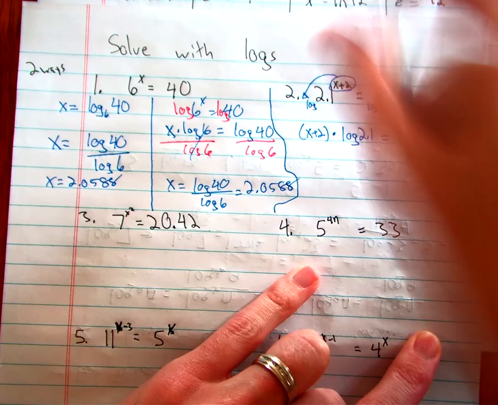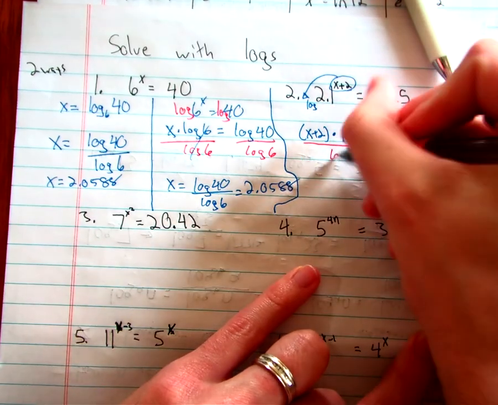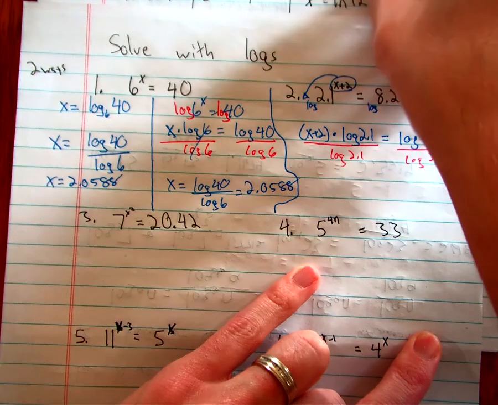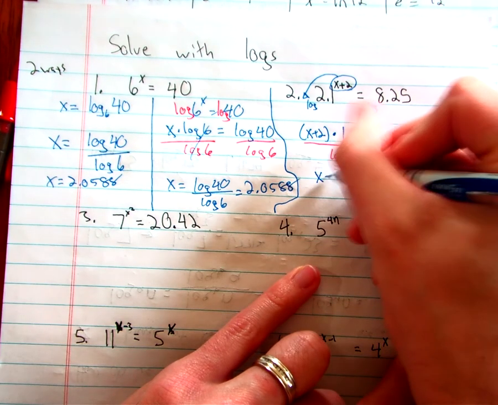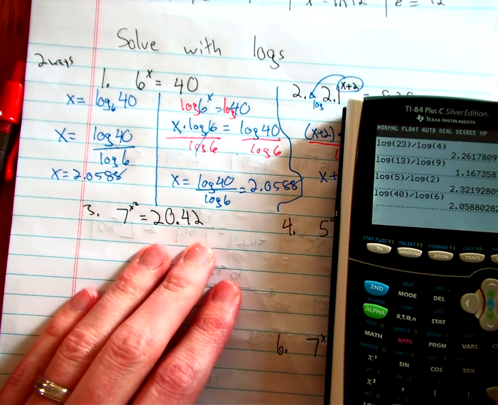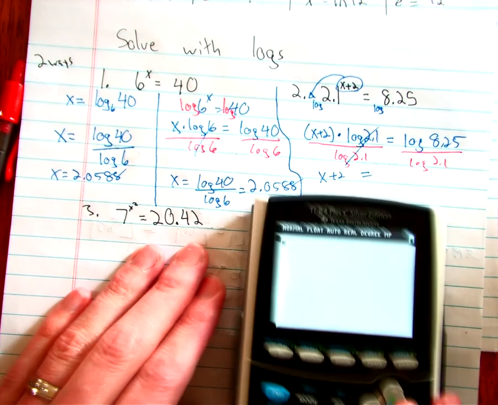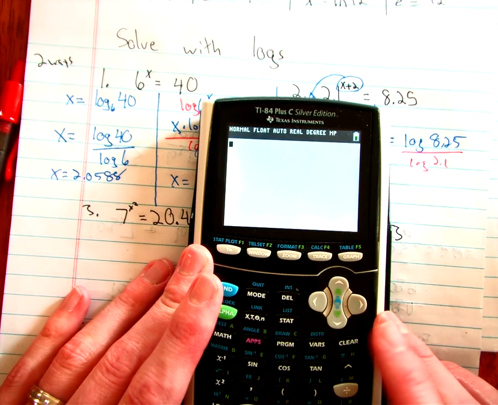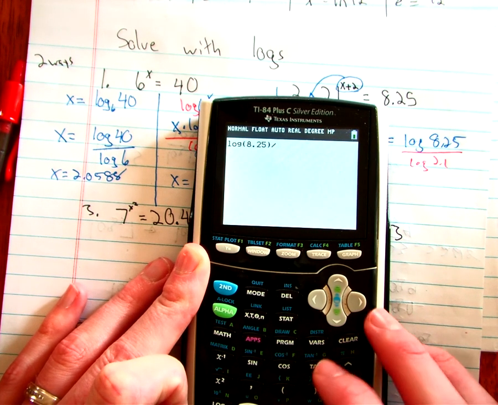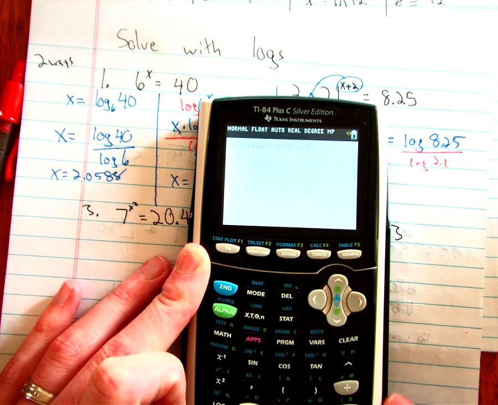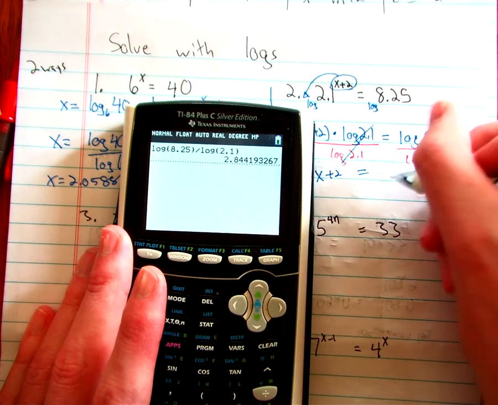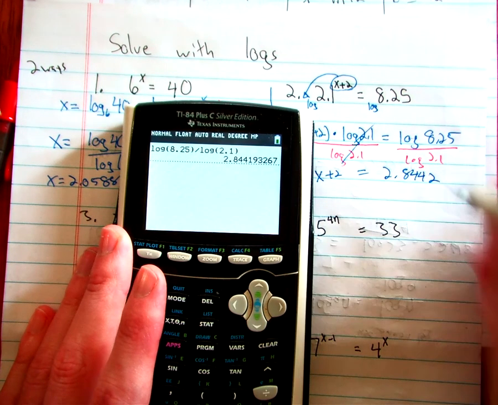Okay, we're going to divide by log of 2.1. So x plus 2 equals, all right, we'll type that in. And I'm going to write it down, but I'm also going to leave it on my calculator screen so we don't lose any decimals in our rounding. So we've got log of 8.25 divided by log of 2.1. Okay, and we get 2.8442.